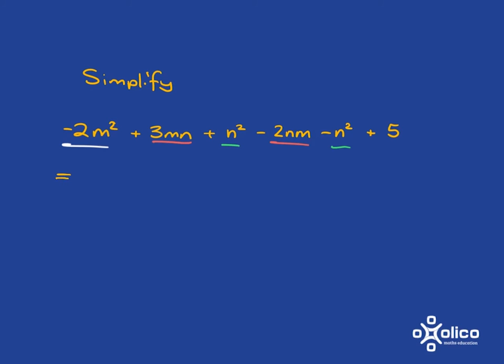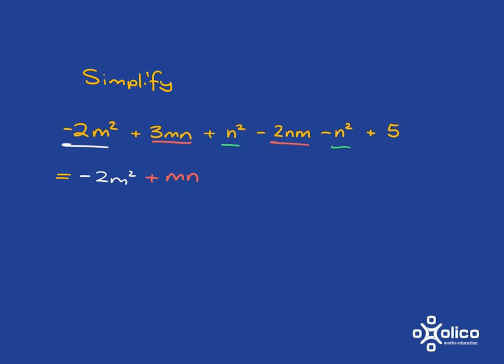So now we go through and sort it out. This negative 2m squared doesn't have a partner, so it just stays. Then we deal with the 3mn, subtract 2mn, and we will get there 3 minus 2 is 1. One lot of mn, which we just write as mn. Then this one here, we've got plus n squared, subtract n squared. So we've got n squared minus n squared. And that's going to leave you with nothing. So we don't have anything left from that, nothing.